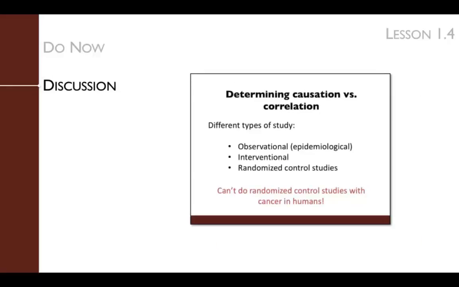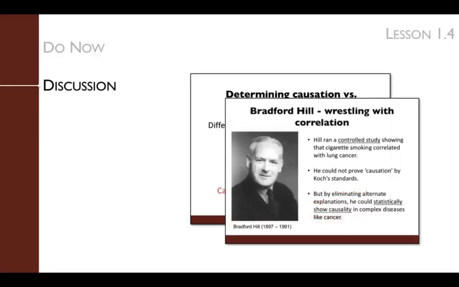Next, we introduce the types of epidemiological studies that can be used to establish causation versus correlation, and what the pros and cons of each kind are. Then we introduce Bradford Hill, who devised a series of tests that independently show that a substance is correlated with cancer.